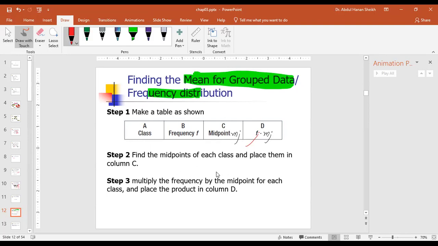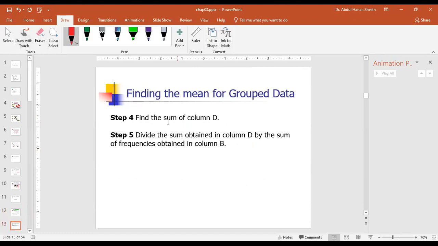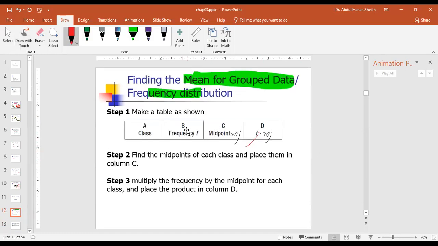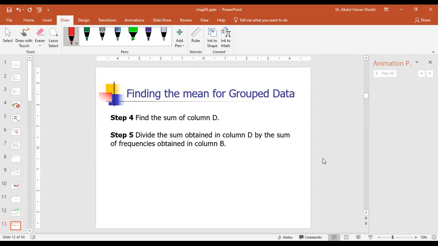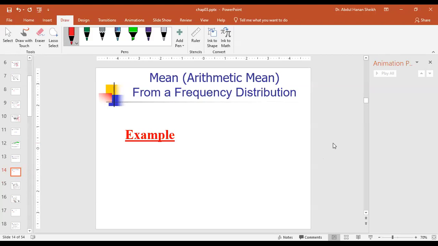I leave the rest of the steps for you, but they are just what we will be doing in the example. Of course we will be summing all these frequencies in order to get n, and then we will divide the sum of all these by n. This is what is written in steps 2, 3, 4, and 5. So you would like to see an example.